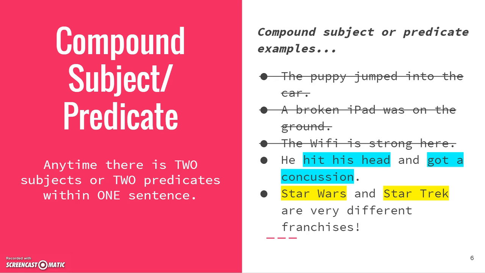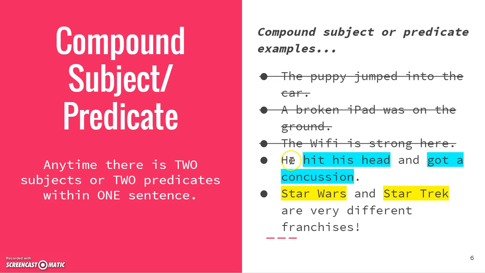Finally, we can graduate to compound subjects and predicates. This is not as hard as it sounds. It's just any time there's two subjects or two predicates within one sentence. If we go back to our previous examples, those first three were just simple or complete. They weren't compound, so we're going to ignore them for now.